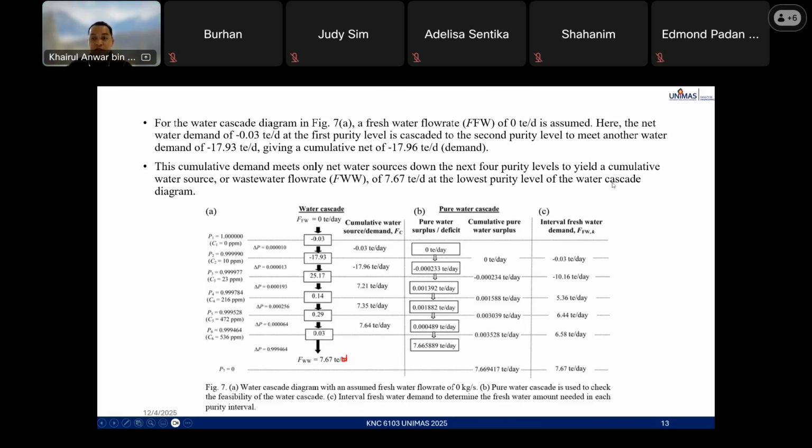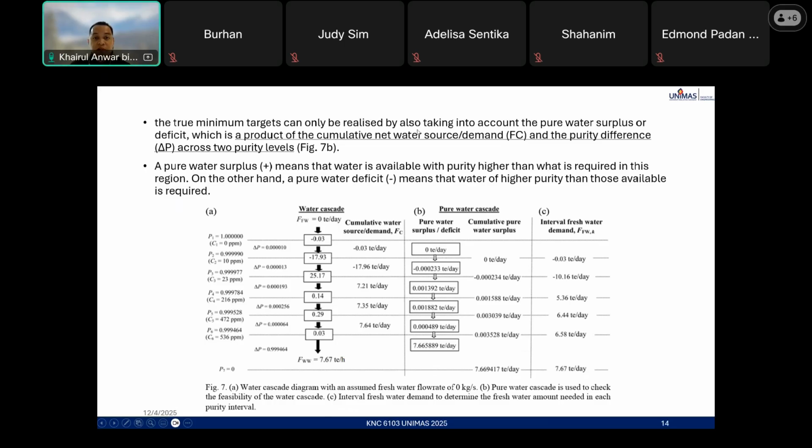At the lowest purity level of the cascade, the true minimum target can only be realized by also taking into account the pure water surplus or deficit, which is the product of the cumulative net water source demand FC and the purity difference delta P across two purity levels.